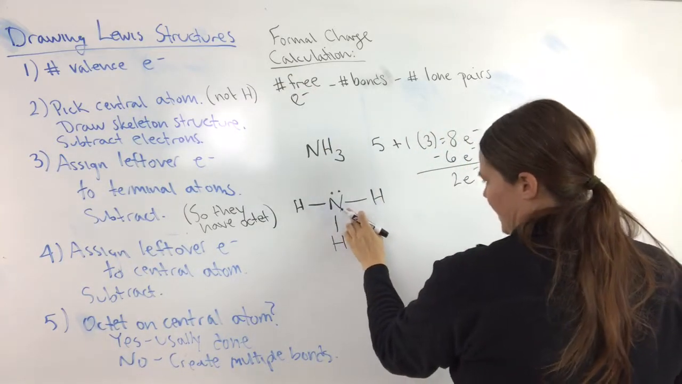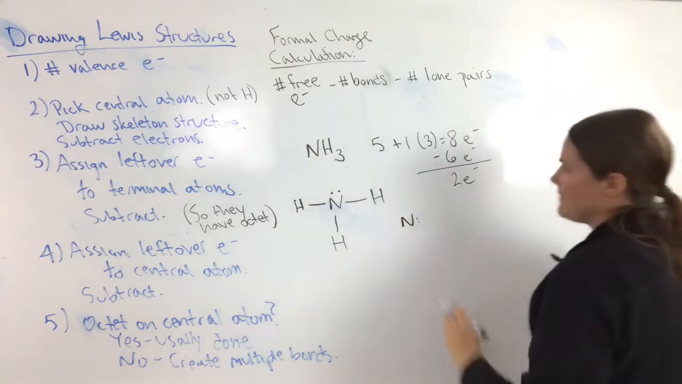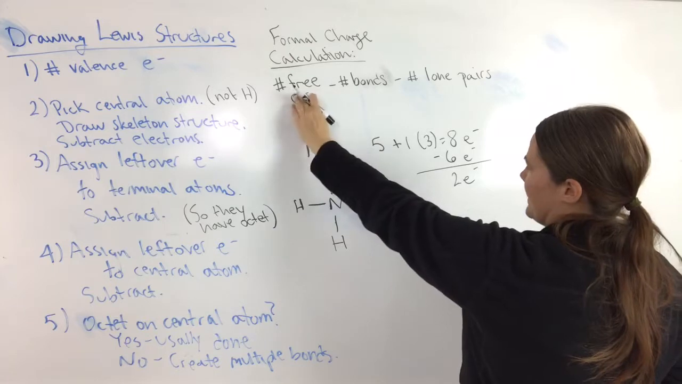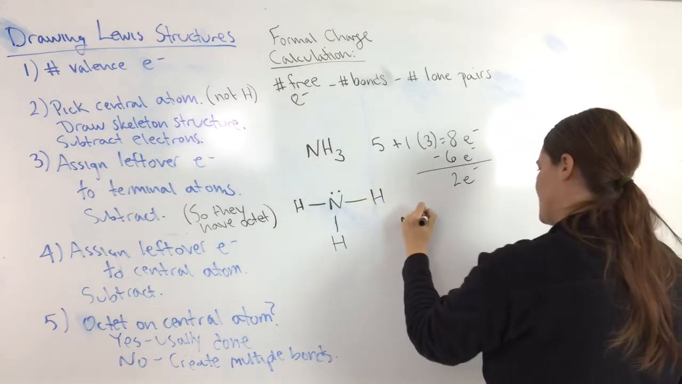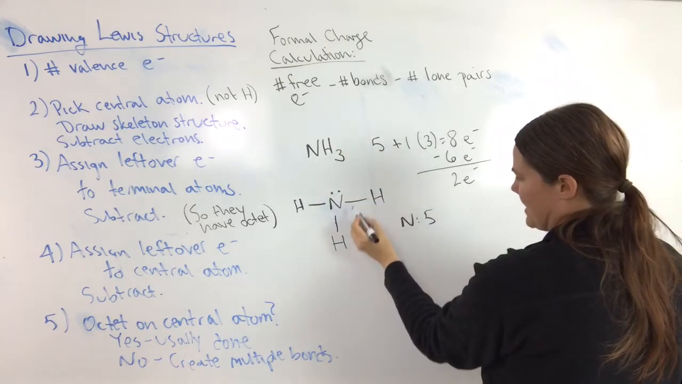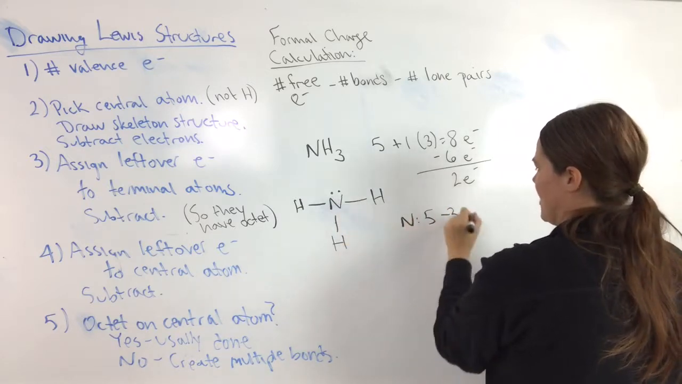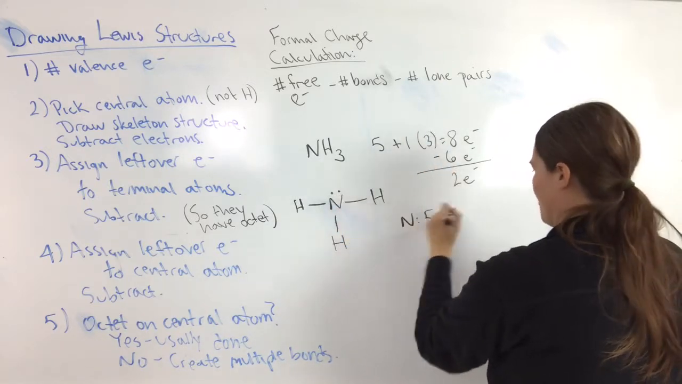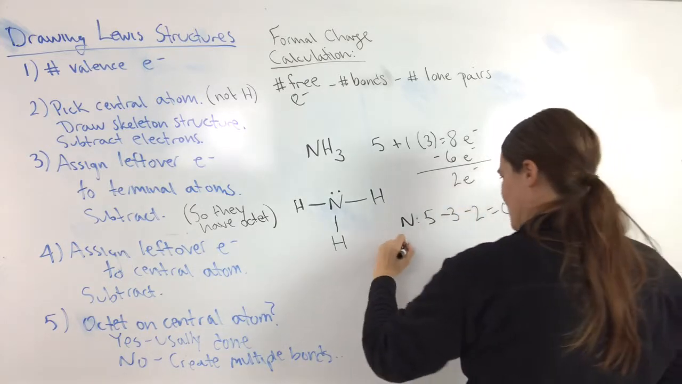So let's calculate the formal charge on nitrogen. We just write down what these different values are. The number of free electrons in nitrogen is 5, minus the number of bonds. We have 1, 2, 3 bonds, minus the number of lone pairs. We have 1 lone pair, so we subtract 1. That's equal to 0.